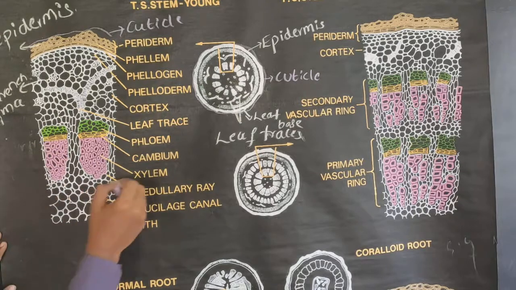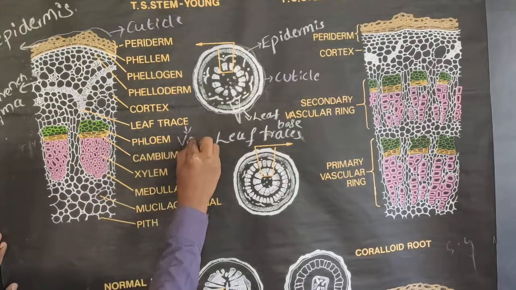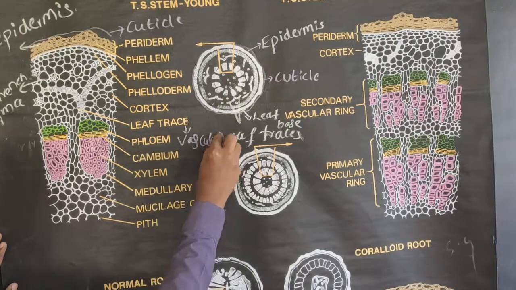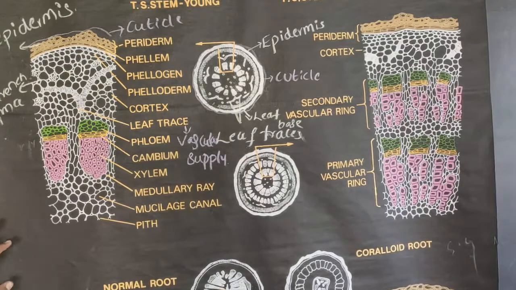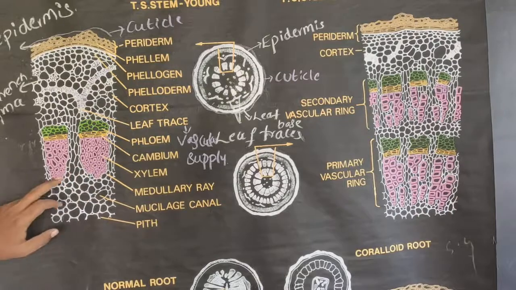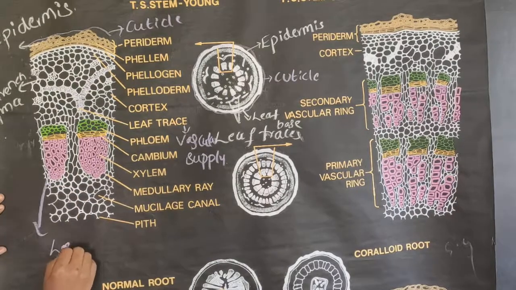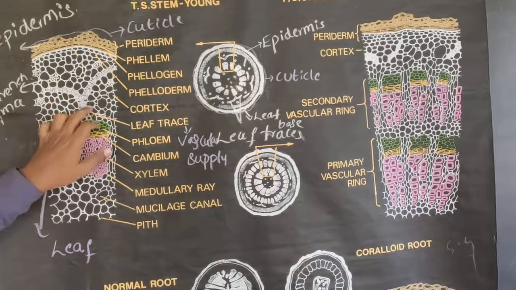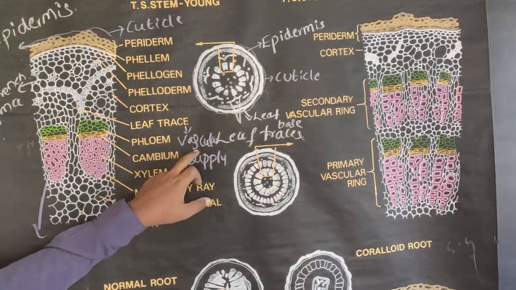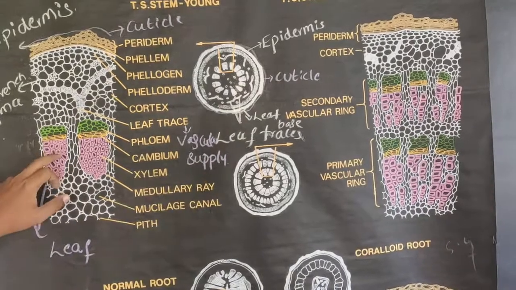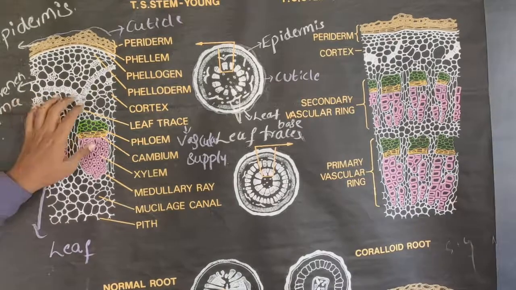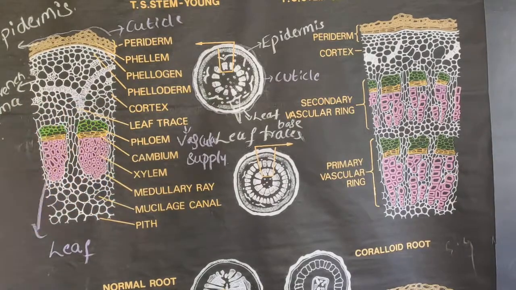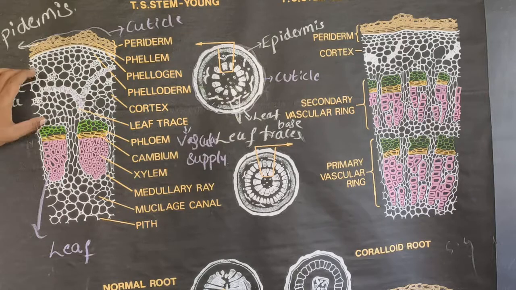These leaf traces are nothing but the vascular supply which connects the vascular bundles of the stem to the vascular bundles of the leaf. So the presence of leaf traces in the cortical region is one of the characteristic features of the cycas stem. So this is about the cortical region.